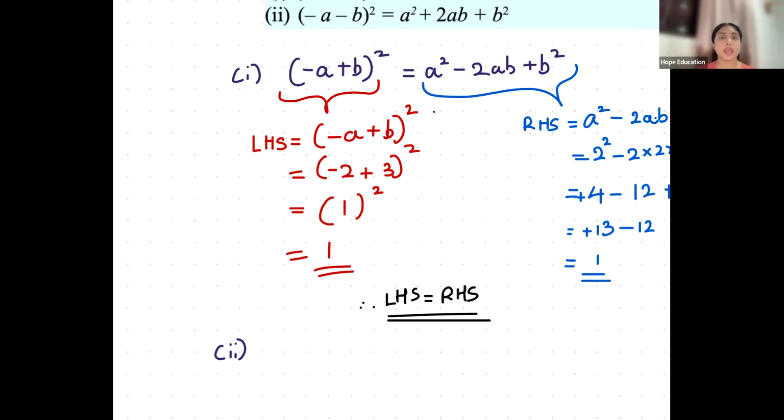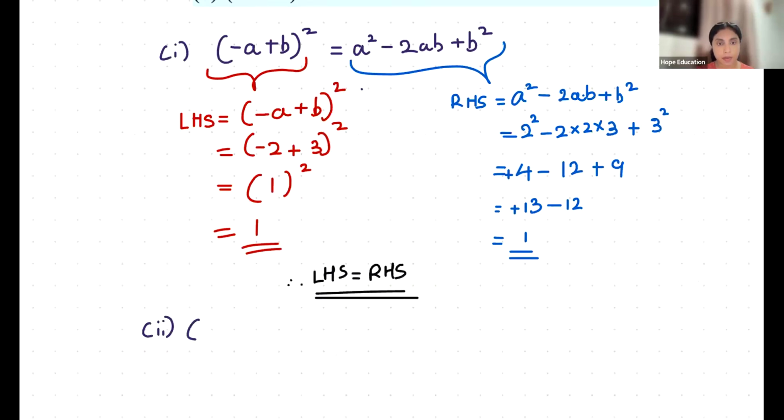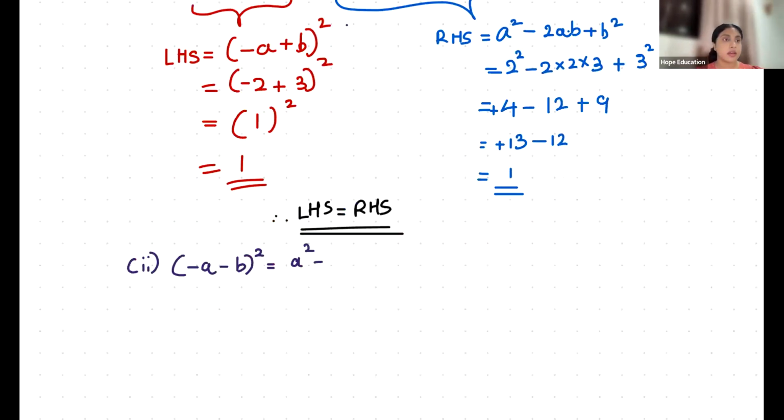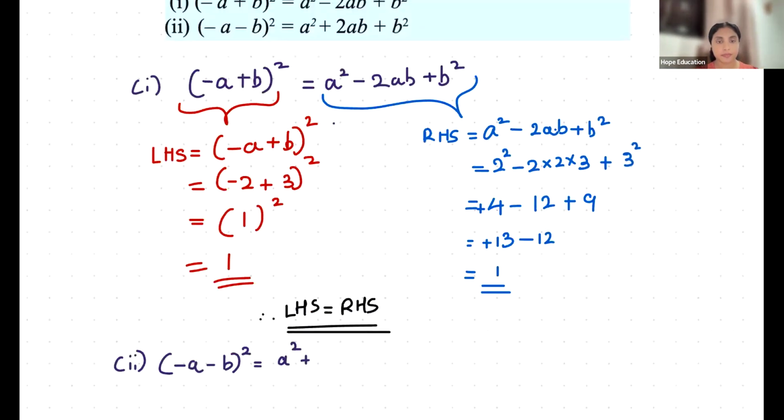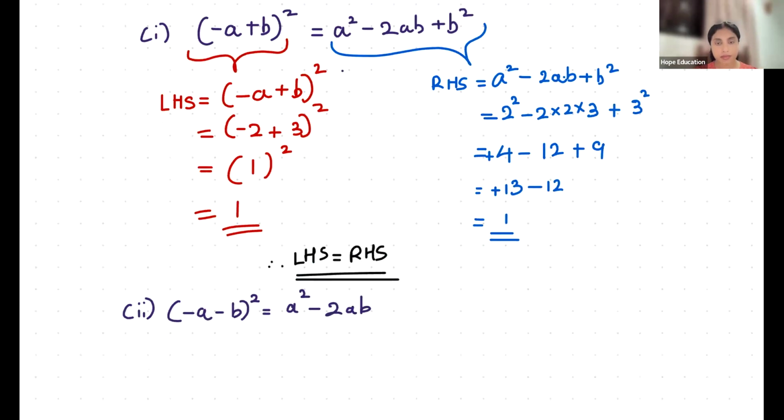All right, let's move on to Roman number 2. Minus a minus b squared. Minus a minus b squared equals a squared minus 2ab plus b squared.